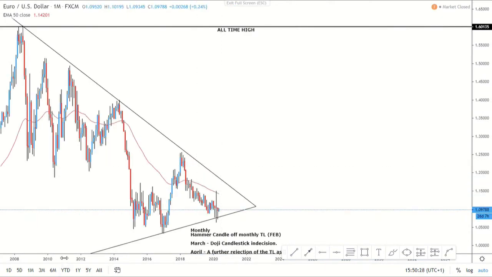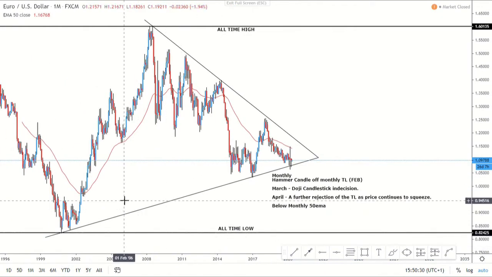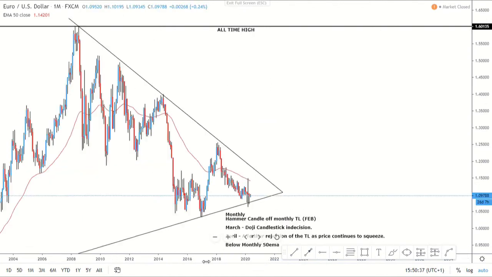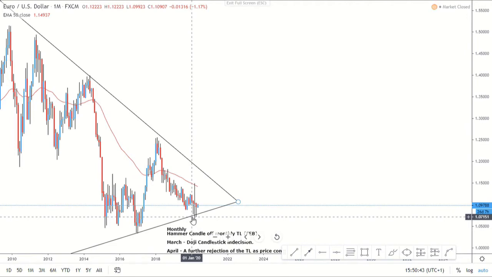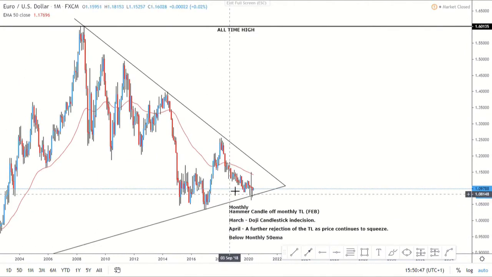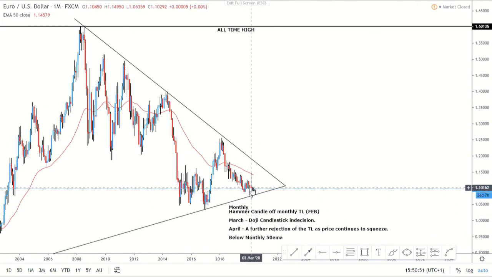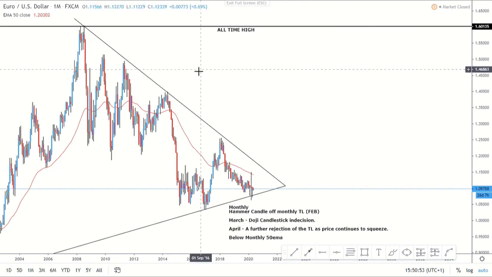Next pair on our watch list is Euro USD, so of course one of our majors. On this you can just see that on the monthly we have got this wedge. We've now got 3 months worth of rejections of the bottom of the channel. And now we're just looking for price to give us some direction. So first we had that hammer, then we had a doji, and then we've had a further rejection, and now just looking to see whether price is going to react.